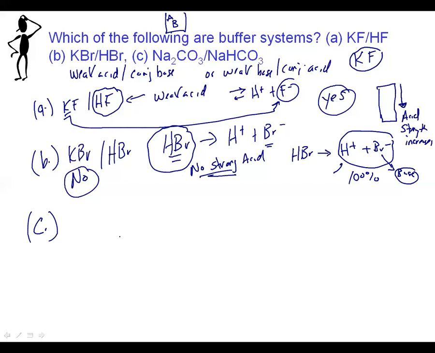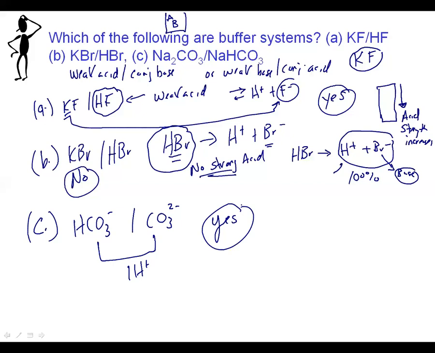And lastly, we do have basically hydrogen carbonate or bicarbonate and carbonate, which again are related to each other by one H plus, and that is a weak acid. And this would then be a buffer, like the buffer you have in your blood and all that good stuff.